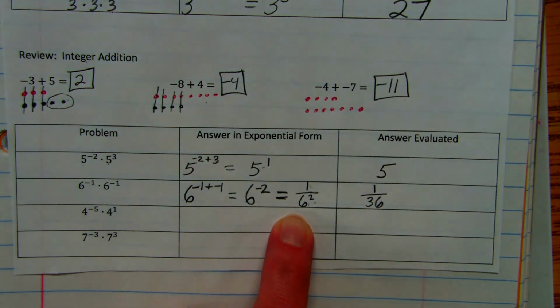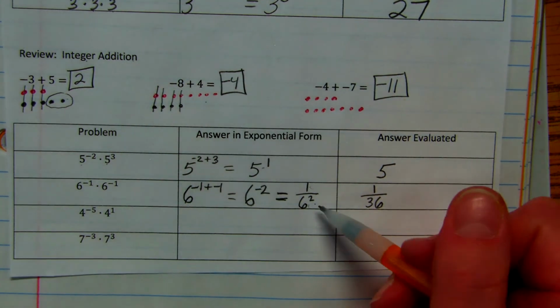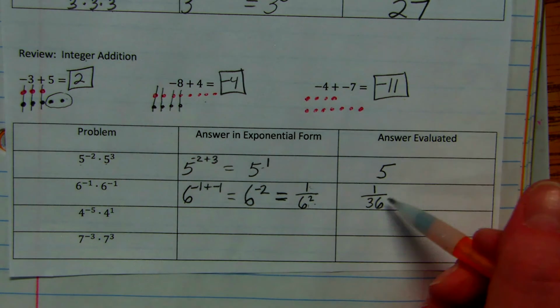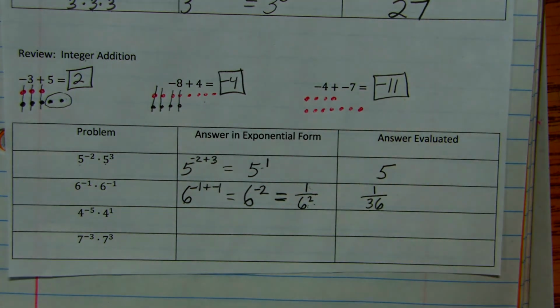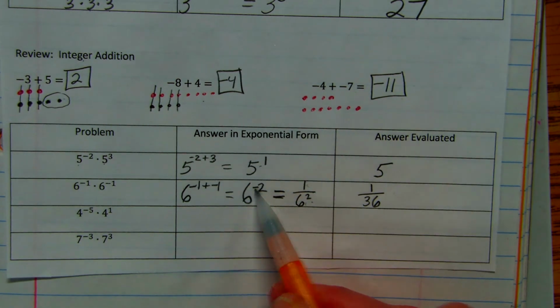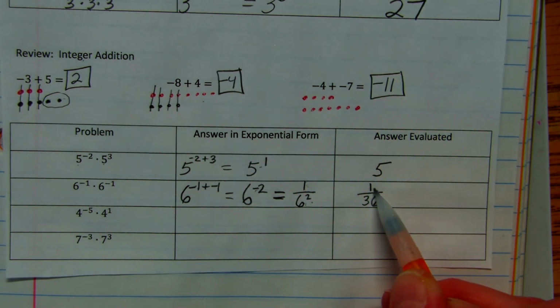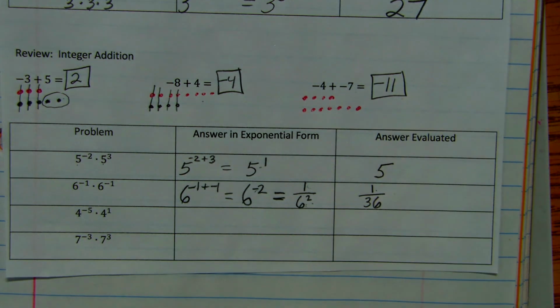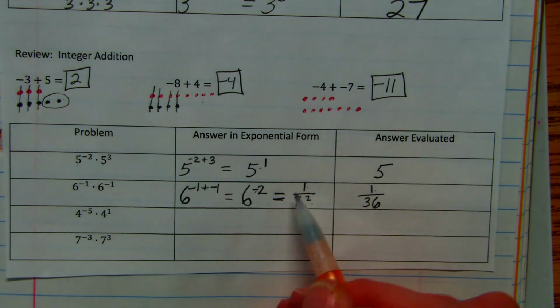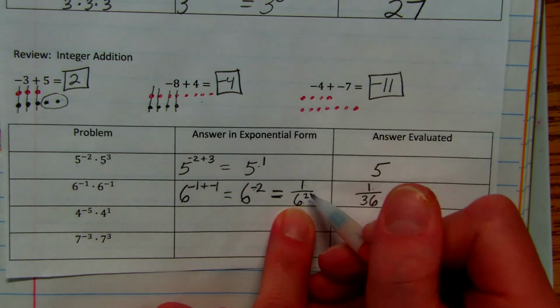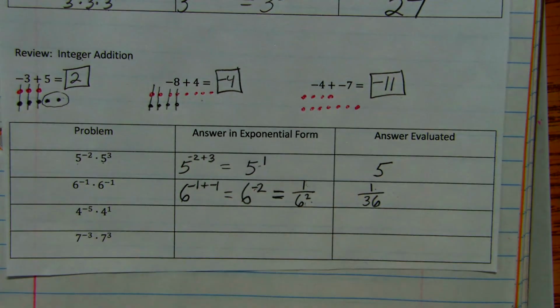Some of us struggled with that on the worksheet that I graded last night. You flipped it over and did 1 over 6 times 6, but then you told me it was positive 36 with no fraction. If there's a negative power here, it's going to flip a whole number to make a fraction. If it's a fraction, it's going to flip it to make a whole number. So when you have those negative exponents, it does do reciprocal. So this is what I'm looking for here. This is what I'm looking for here.